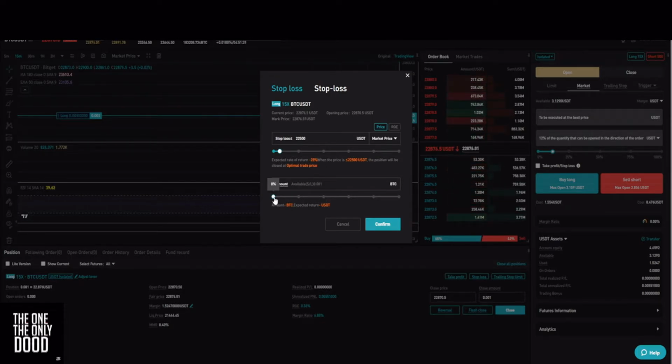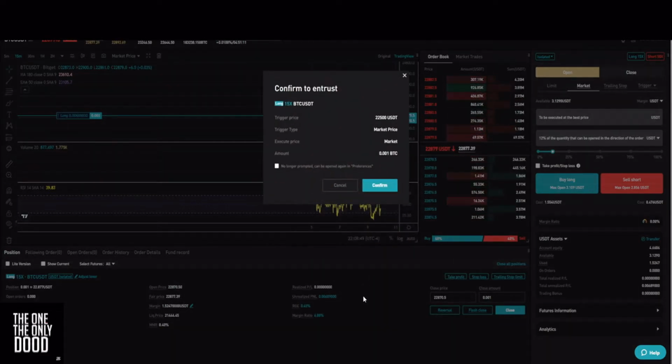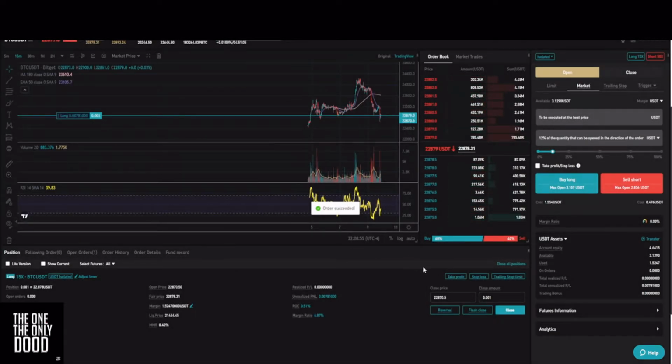And then I would put this all the way up, meaning that I want to sell all of my contracts. So as you guys can see right here, I don't know if you guys can see my mouse, but right here it says position 0.001. I want to sell all of that if Bitcoin price were to fall to 22,500 against me. Then I would hit confirm. It'll let me know again, and it's going to do a market order for that. It's not going to do a limit order. Then after you would hit confirm.